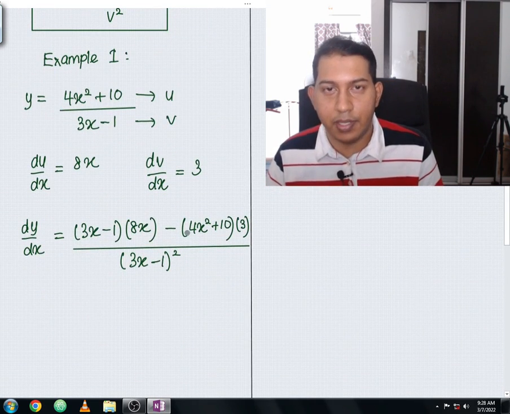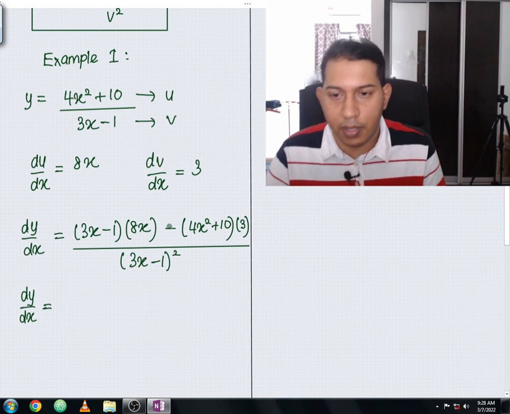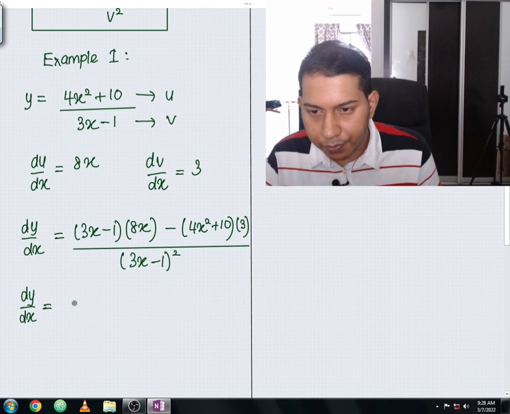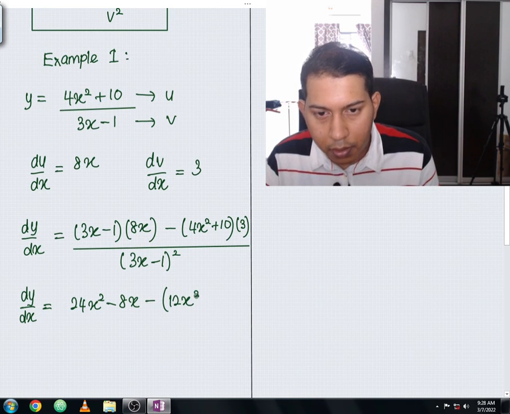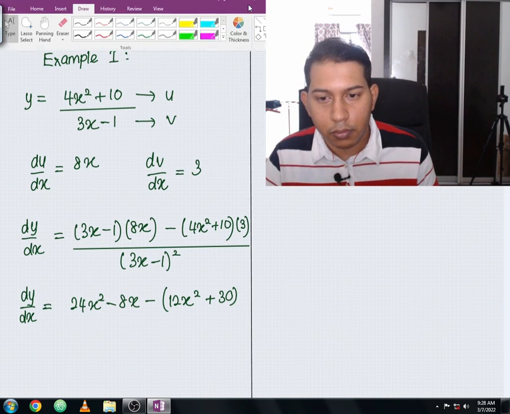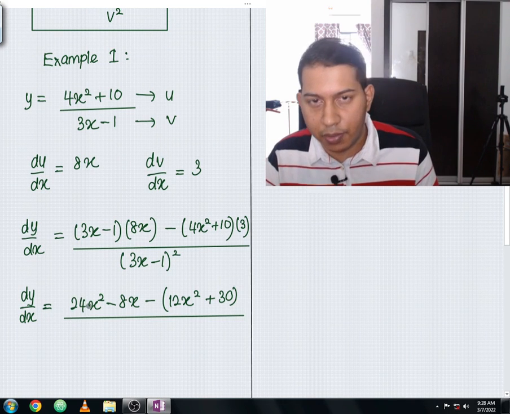Okay, so let us perform the expansion at the numerator. So from here, dy over dx is equals to, so let us perform the expansion. So you get 24x square, minus 8x, minus, so from here you get 12x square plus 30, and then you divide with 3x minus 1 square.